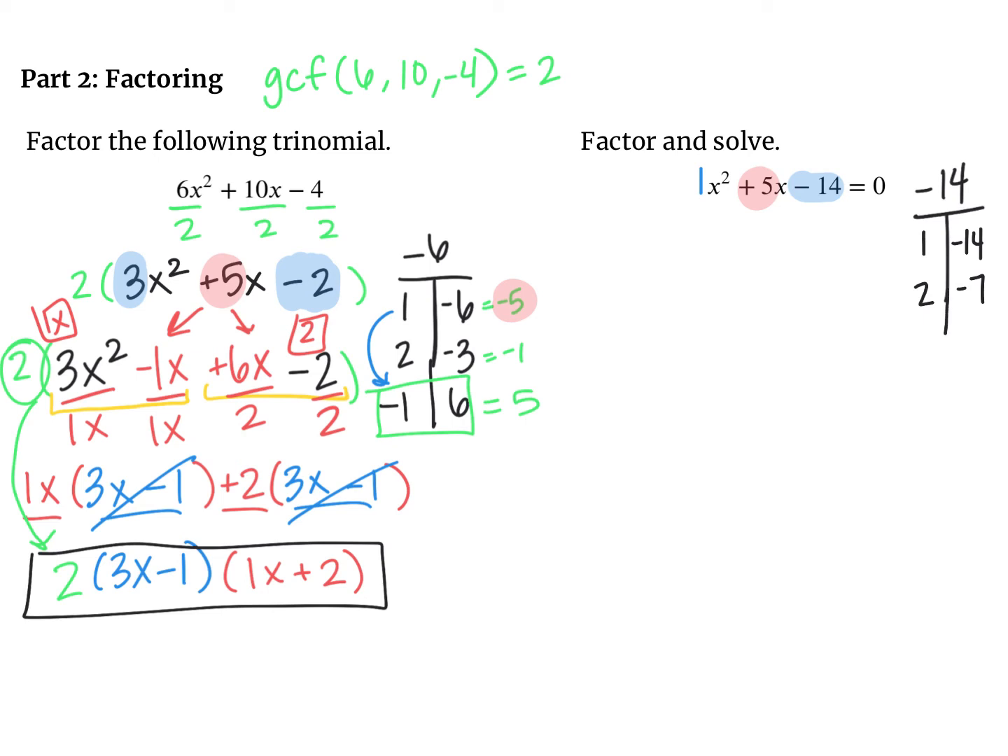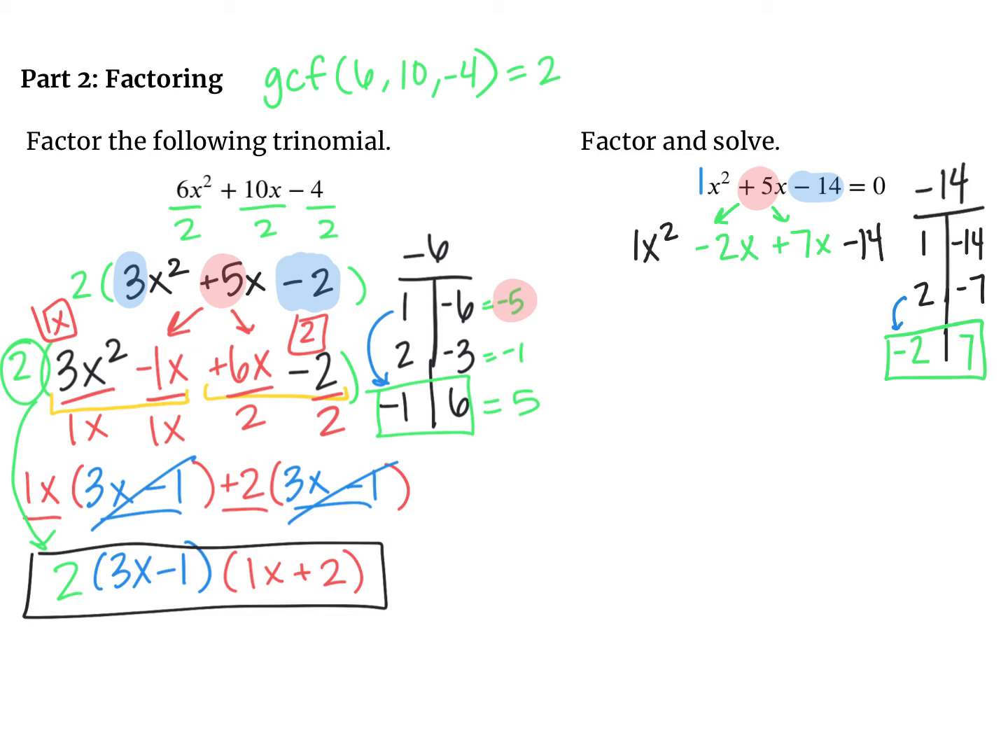So again, when we get the correct number but not the correct sign, we just flip them. And so we get negative 2 and positive 7. And when we add those together, we will get positive 5. So now we can rewrite this equation as 1x squared. And then instead of plus 5, we're going to have minus 2x plus 7x. So we split that middle term, minus 14.